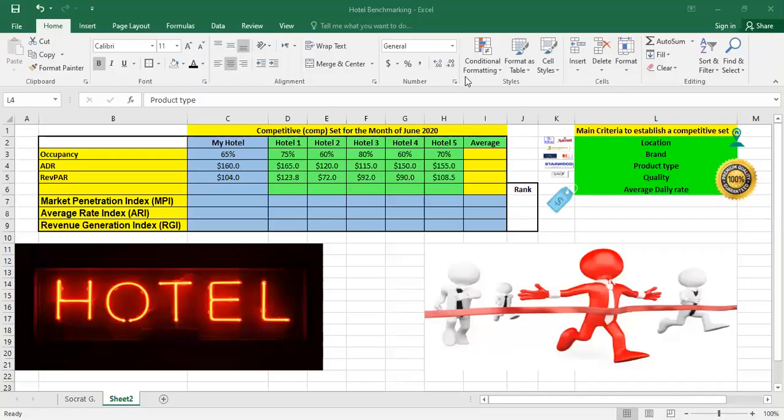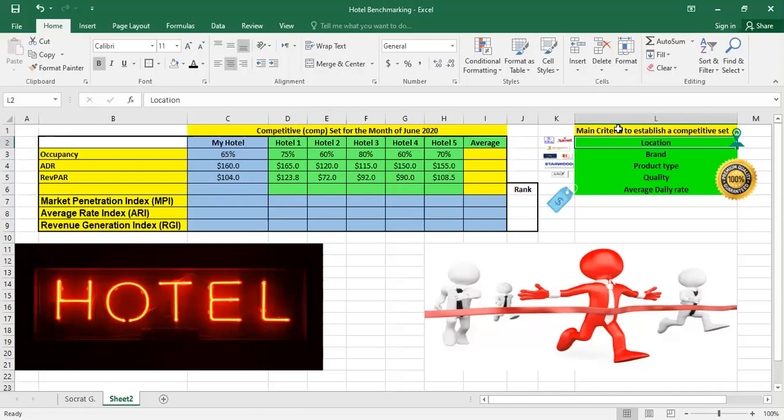Hello, in this video, I'll show you how you can construct your hotel competitive set and how to measure the property performance in relation to its competitors. First, in order to have a competitive set, we have to look for five criteria.